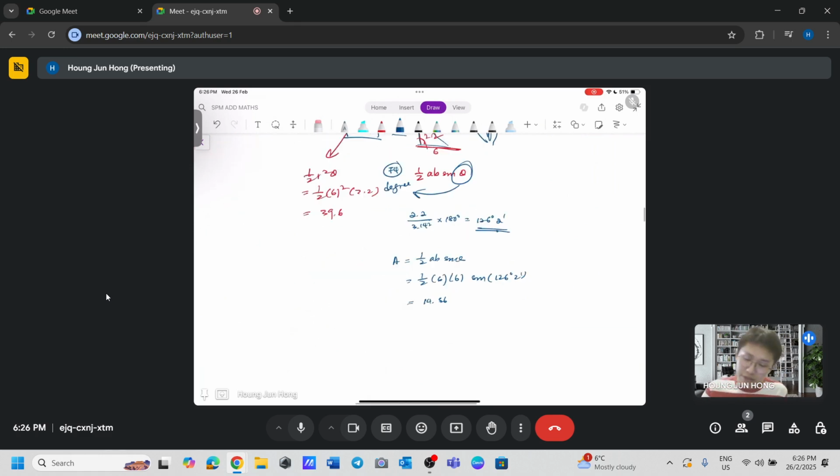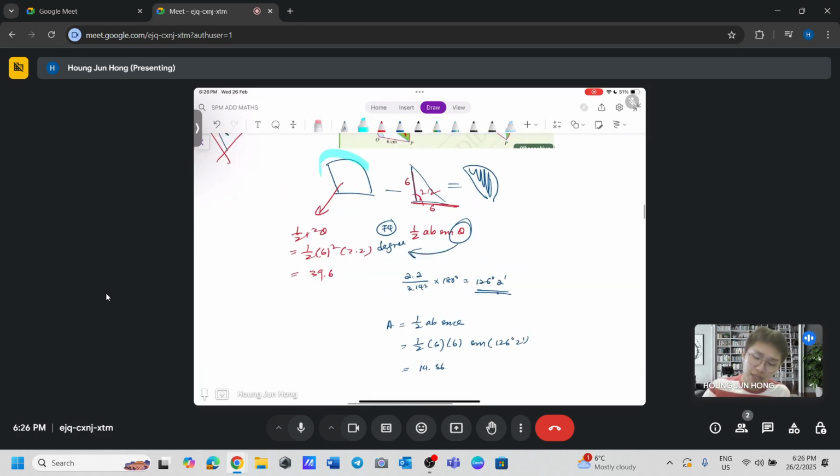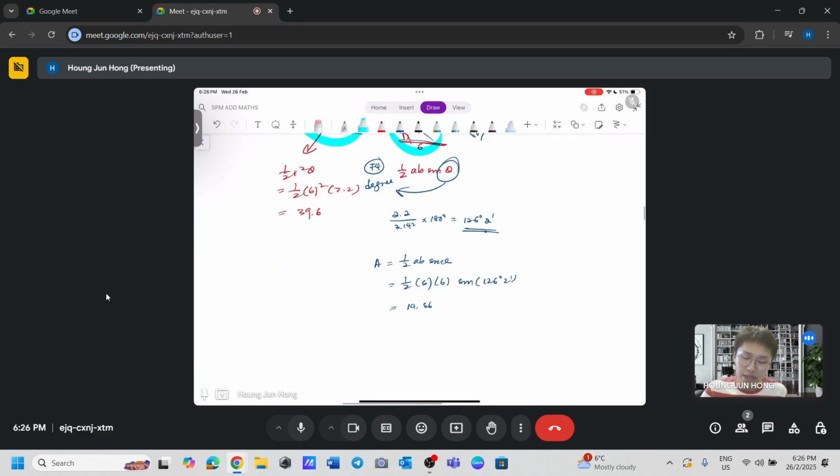Okay, finally, also very simple. As we said before, we just use the bigger one minus the smaller one, and we get the segment. So this minus this, you get the answer, 25.04.